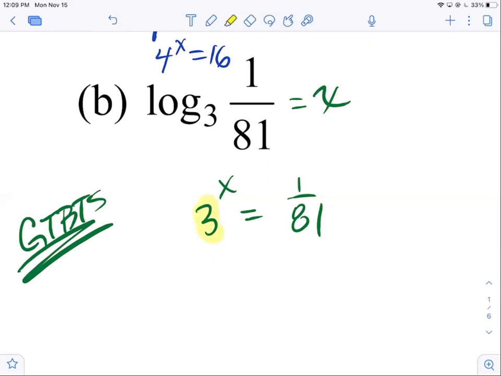Okay, Brody, look. It's kind of the same thing we did on the second column above. I have 3 to some power. Can I write the other side as a power of 3? Well, 81 is 3 to the 4th.